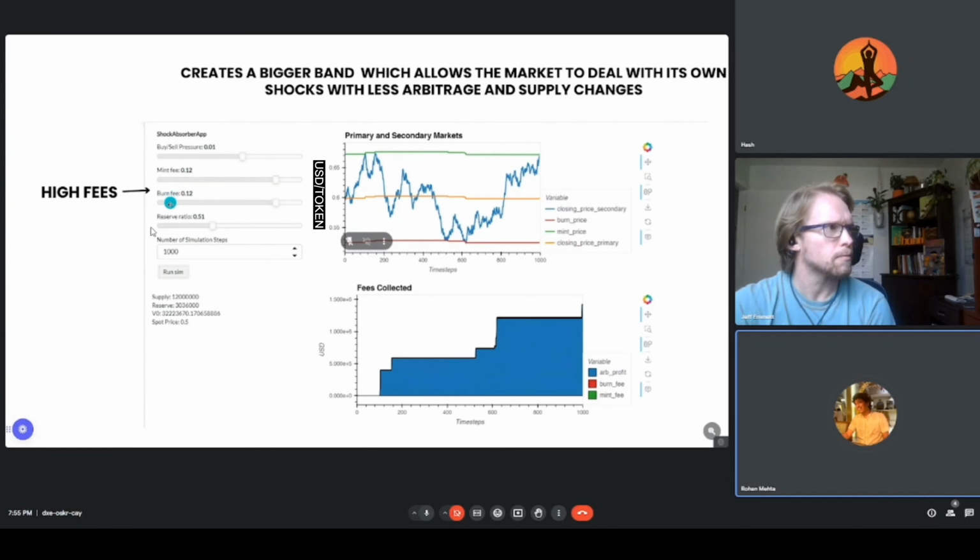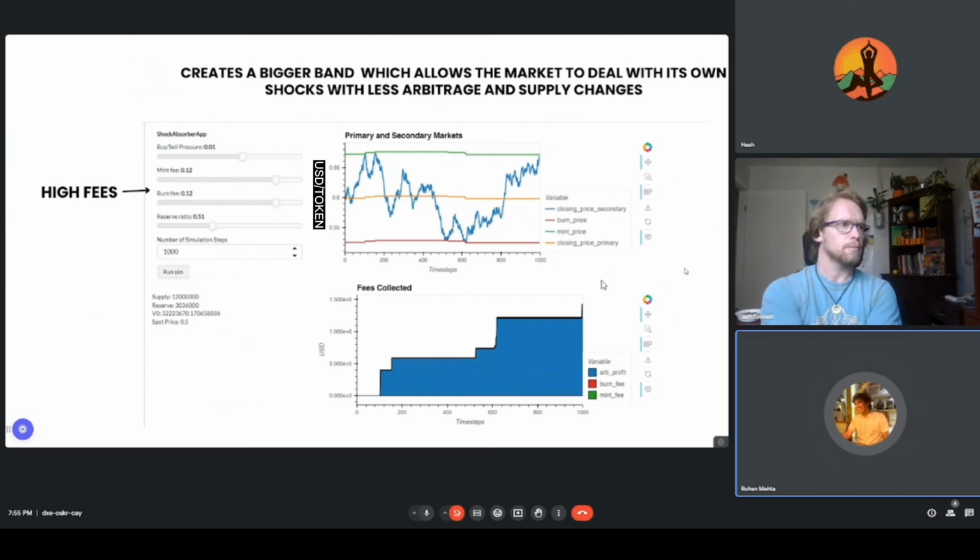And here you can see that when we increase the fees, you see a higher range between the primary market and the two lines, the green and the red ones, which are the burn price and the mint price. So the secondary market can play between those, reducing the amount of chances we have for arbitrage for the same exact movement of the secondary market.